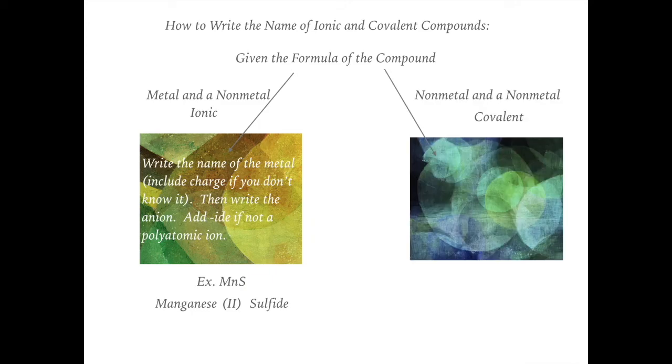Now if I have a nonmetal and a nonmetal, so covalent bonding, I'm simply going to use the prefixes to write the name. So if, for example, I have CO2, that means I have 1 carbon and 2 oxygens. So the name would be carbon, because I can't start with mono, carbon, and then it would be dioxide, and that's it.